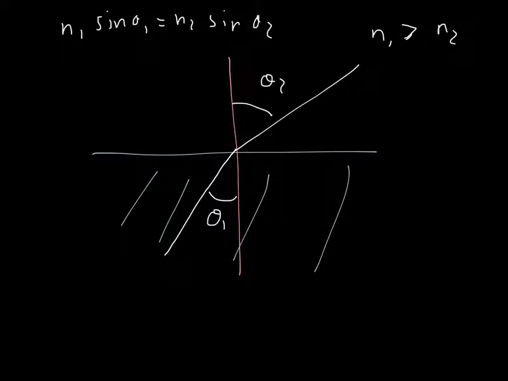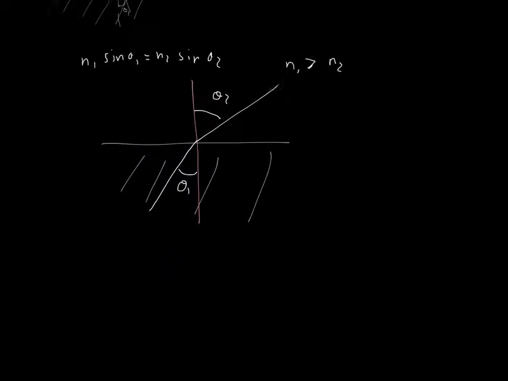This is called the critical angle. The critical angle is what happens when this angle here, so this is the critical angle, when this angle is big enough so that this angle here is 90 degrees. Now it's really easy to deduce the formula for the critical angle, so let me just do that.